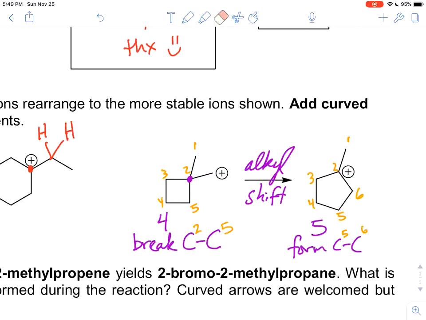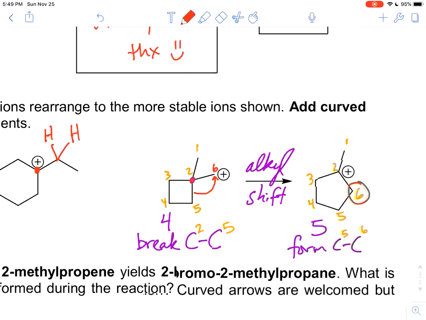We're going to start the arrow at the bond being broken, the 2 to 5 bond, and end at carbon 6. So we're donating electrons to carbon 6. This is now part of the ring, where it has carbon 2 on one side and 5 on the other. The carbocation then indirectly moved onto carbon 2 because carbon 2 lost electrons and didn't get any back. And that's the alkyl shift problem.